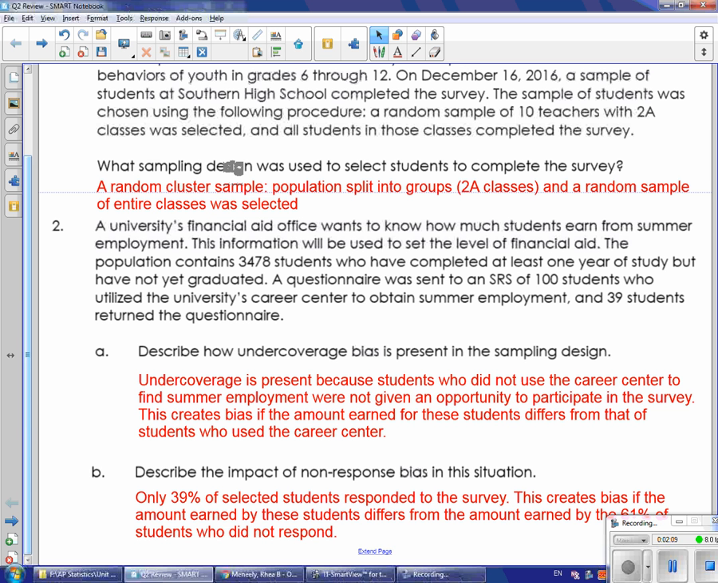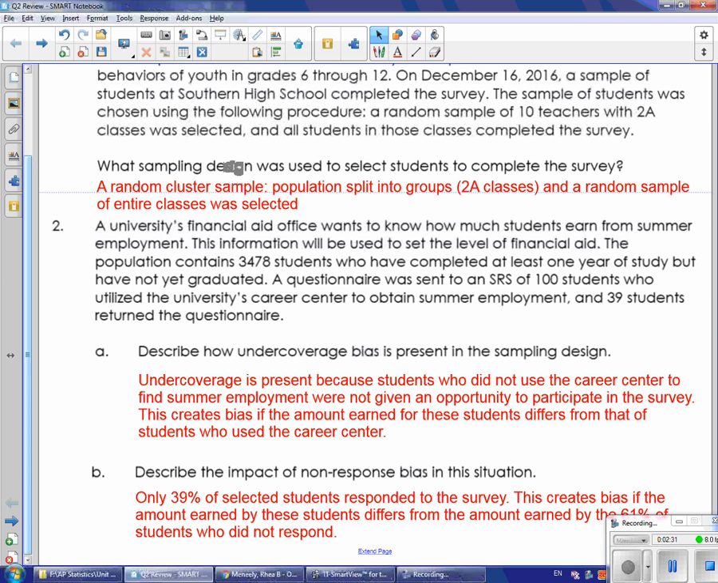So there are 2 types of bias that you're being asked about here. The first has to do with undercoverage. I think most people can recognize that if they're only sending surveys to students who used the Career Center, then there's bias. This is undercoverage. But you want to make sure that you describe where the bias is. Like what's wrong with just questioning students that utilize the Career Center?